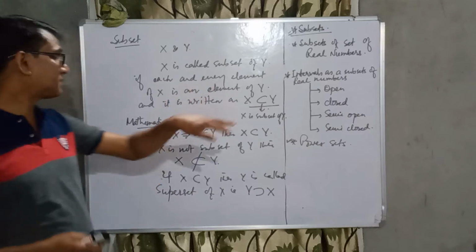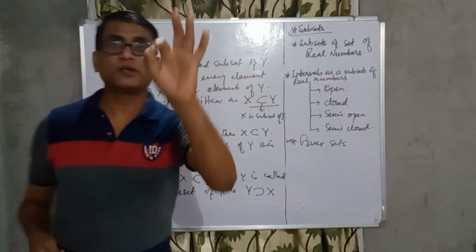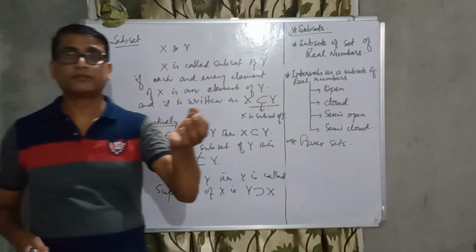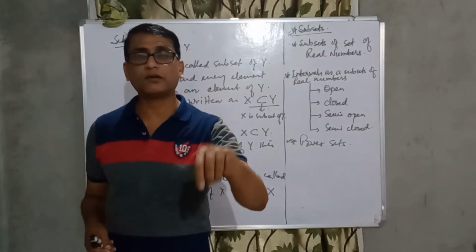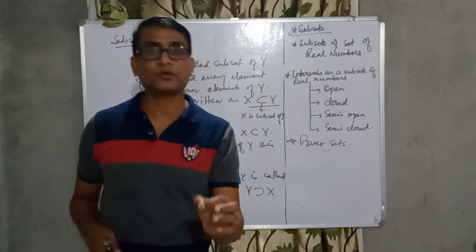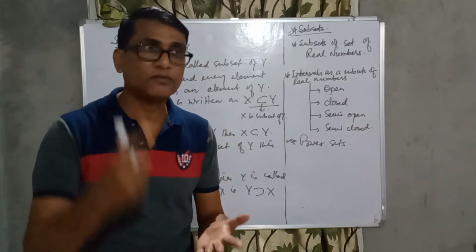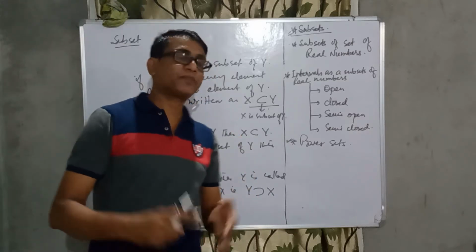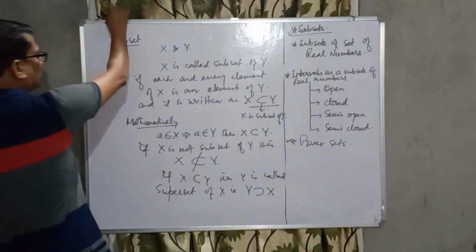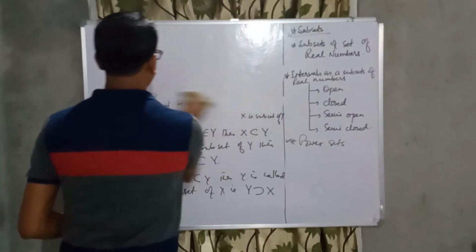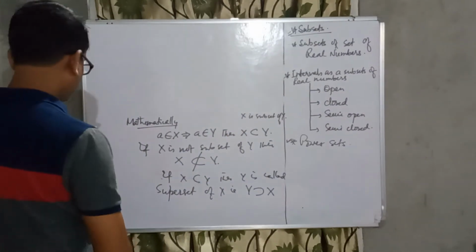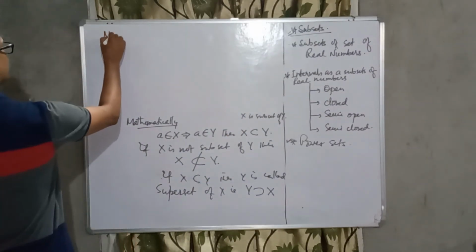Is it clear for subset? Any element a which belongs to the set x also belongs to y. In that case, we can say x is a subset of y. Okay, clear? Now some points in subsets. We have to keep some points in mind. What are the notes here? First one is what?